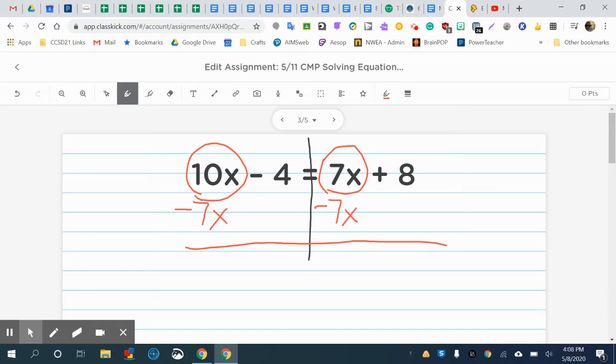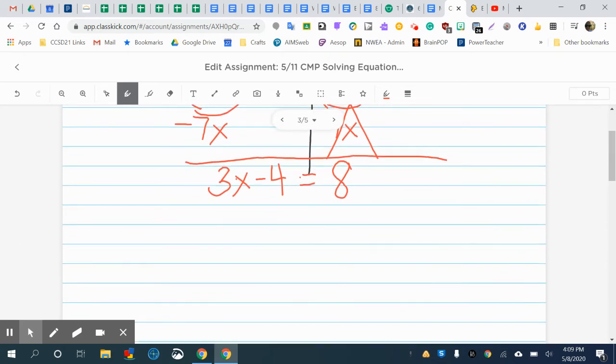10x minus 7x is 3x. I still have that minus 4 equals 7x minus 7x. Oh, that cancels out. And I'm left with a positive 8. Okay, my next step, I'm going to add 4 to both sides. Why am I adding this time? Because this 4 is a minus 4. So in order to get rid of it, I need to do the opposite, which is to add.